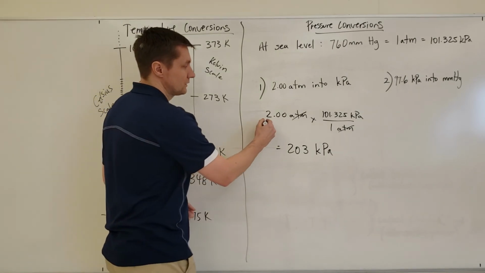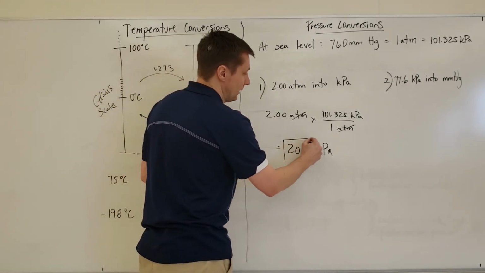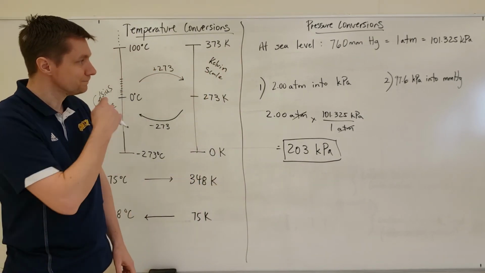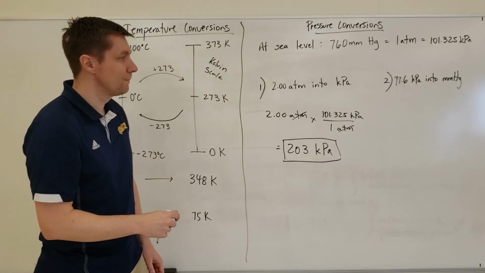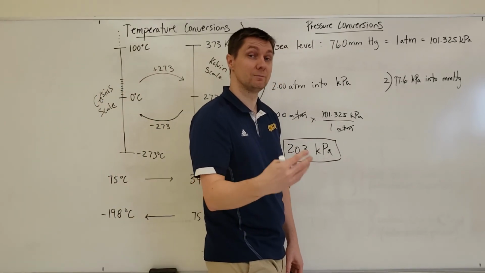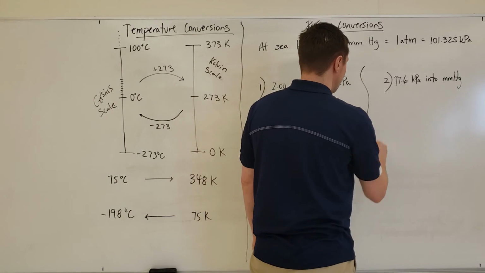Remember that when you do your rounding, you have to round your answers to significant digits. And because this number here is 3 sig digs, my answer here must also be in 3 significant digits. For question number 2, I've got 97.6 kilopascals, and I need to convert that into millimeters of mercury.